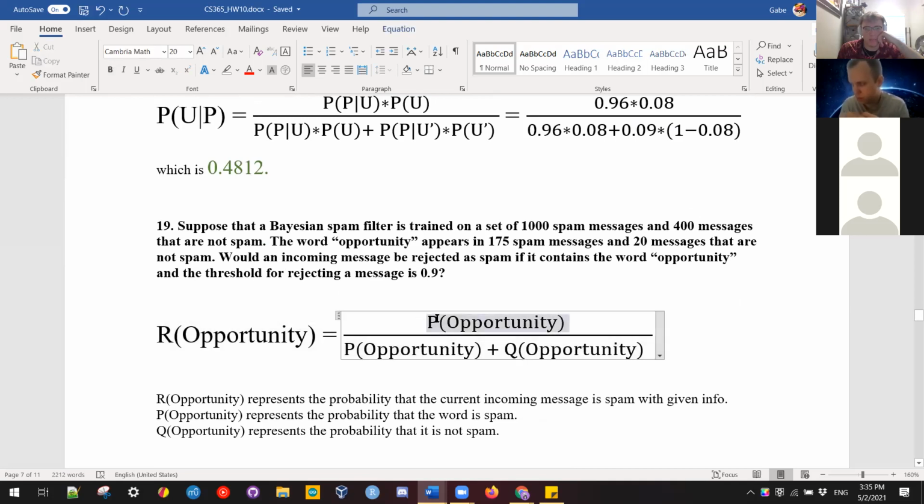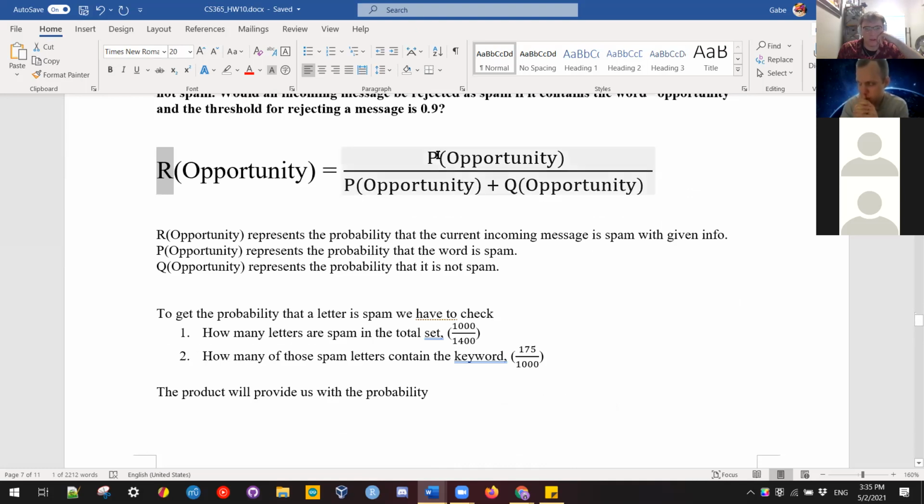See how we put the P here: it's the probability that it's spam. That means we're considering, is the current incoming message going to be spam? How likely is it that the current message we're looking at is spam? Well, for the probability of it being spam, we have to check two things, two independent sets.